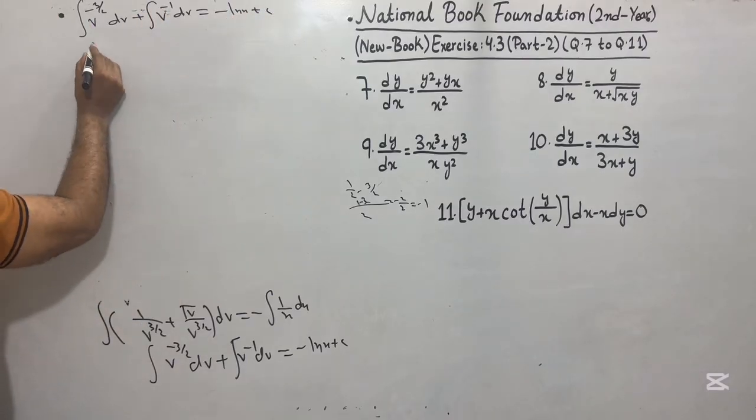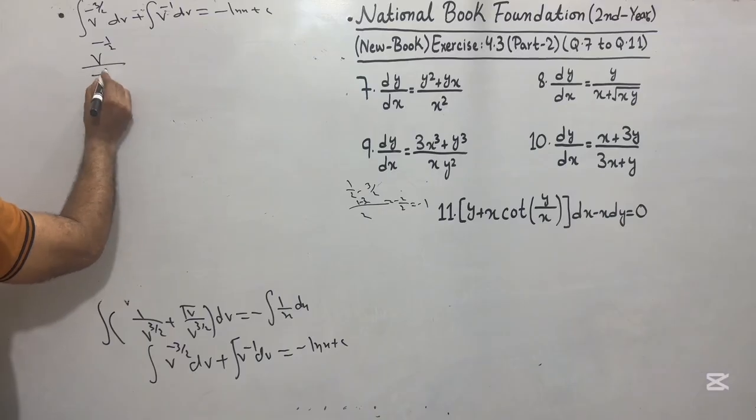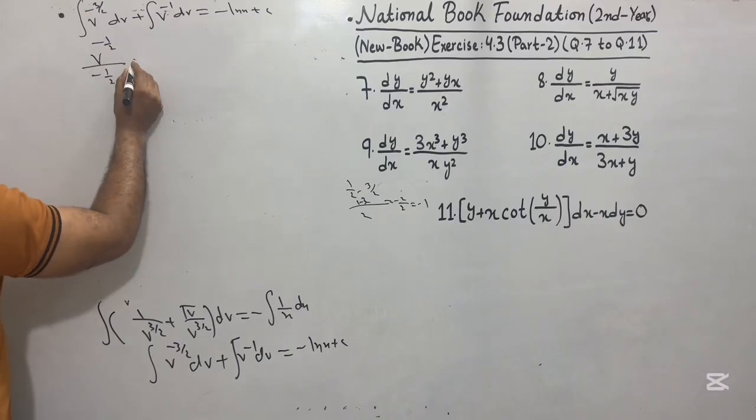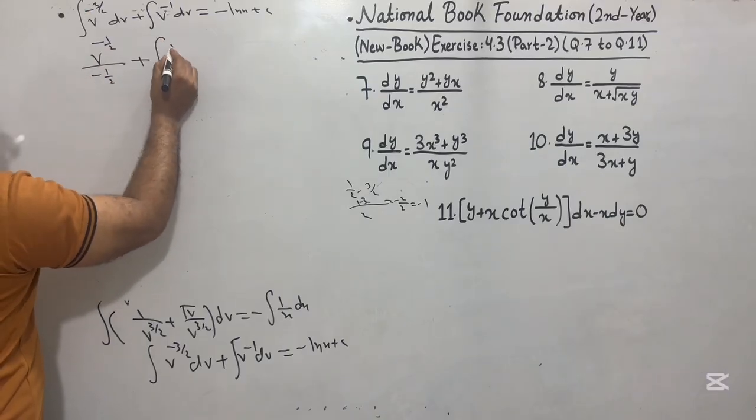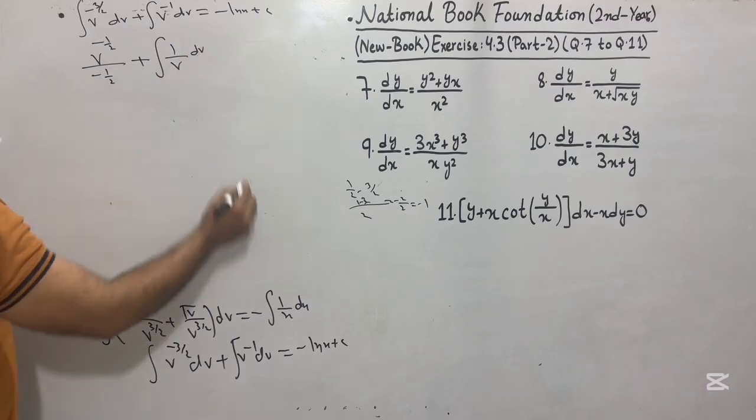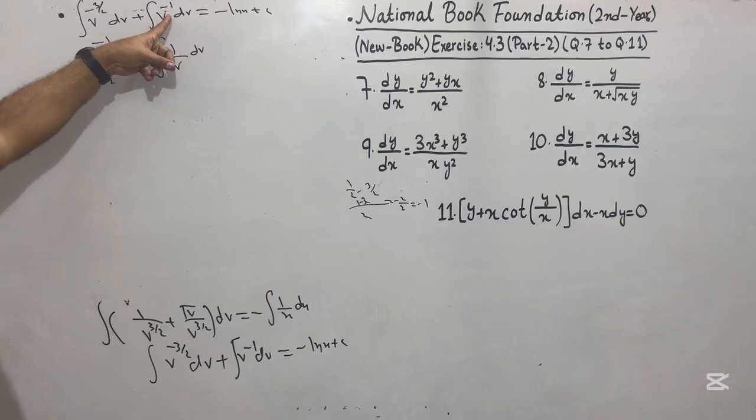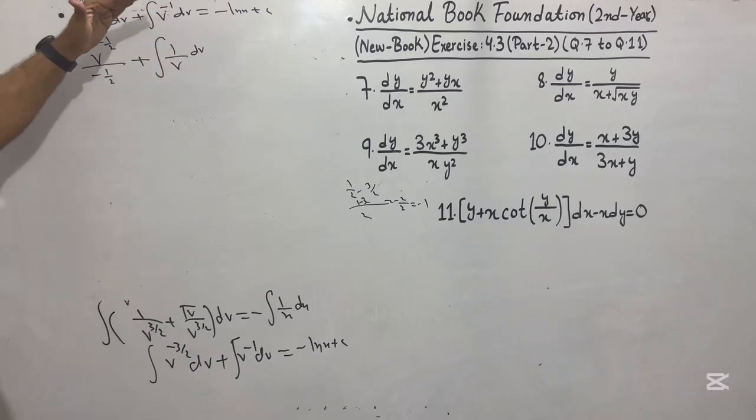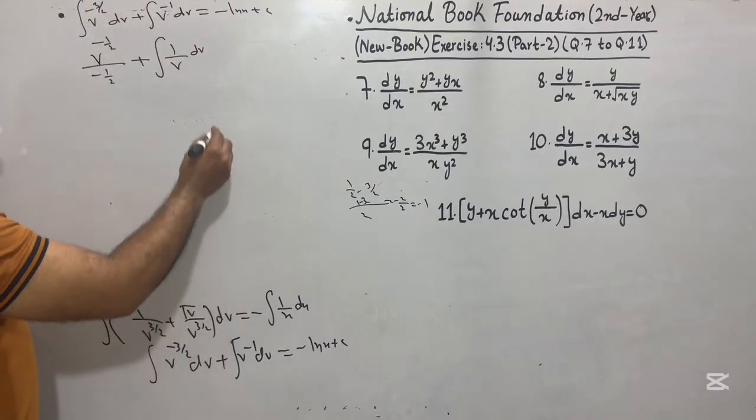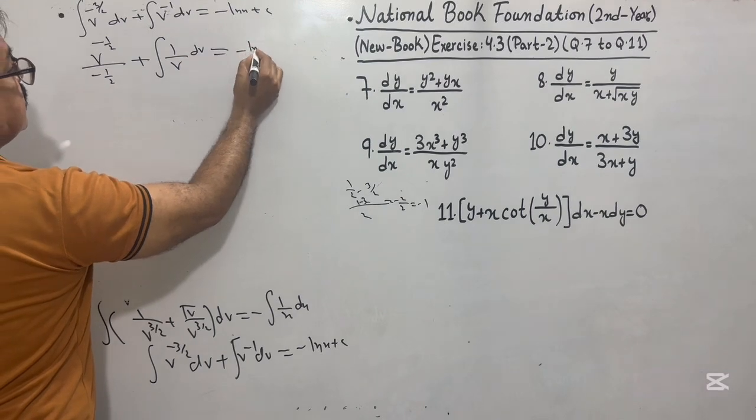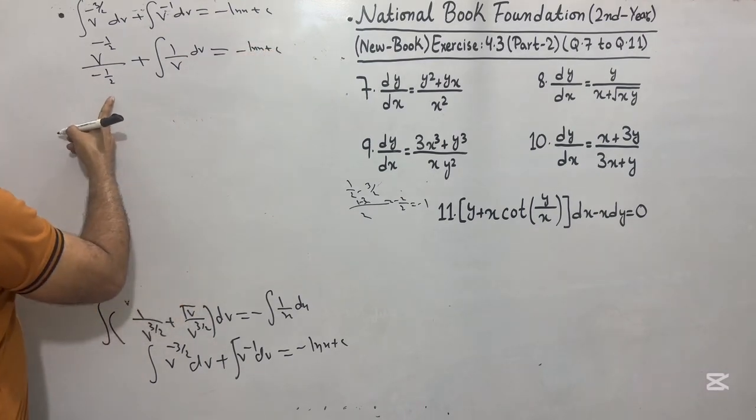Add 1 to the power, it will become minus 1 upon 2 over minus 1 upon 2. Adding 1 to the power, it can be written as 1 over v dv. We cannot add 1 to negative 1 in integration. It is the case of simple ln, function derivative situation. Minus ln x plus c. We are cool.